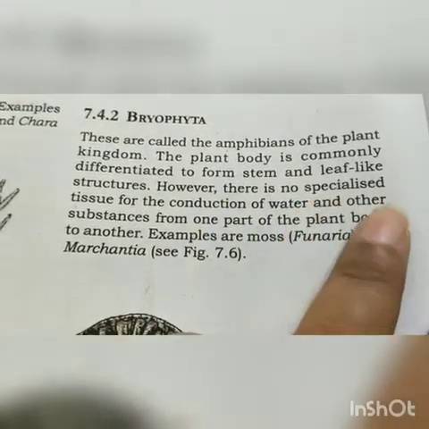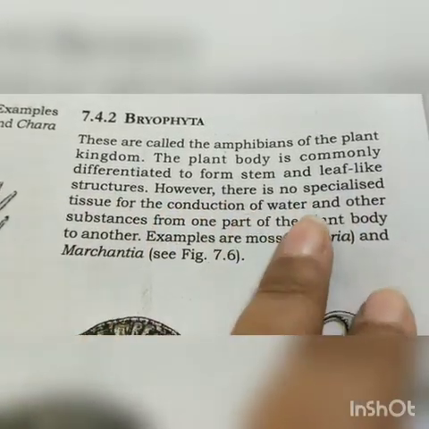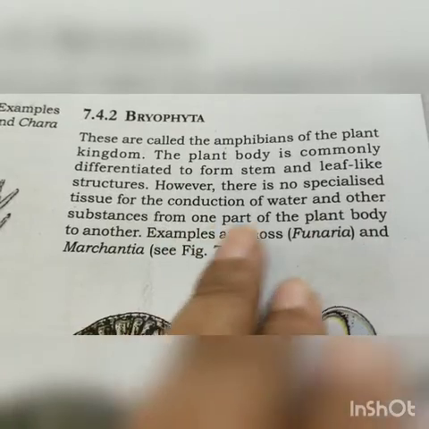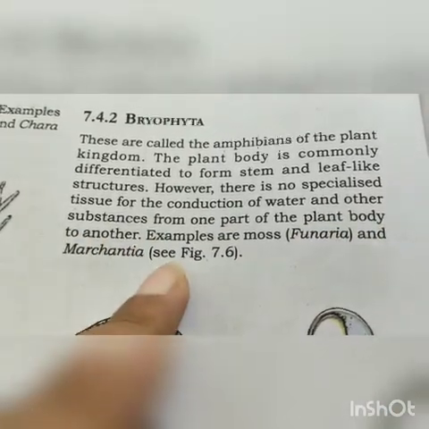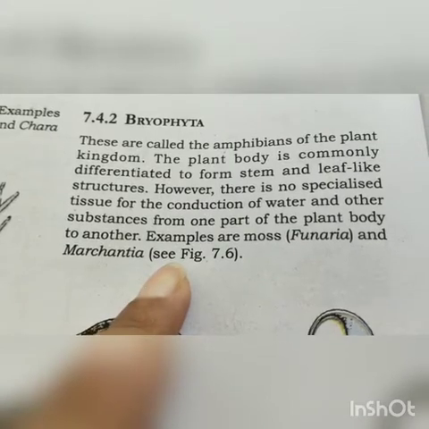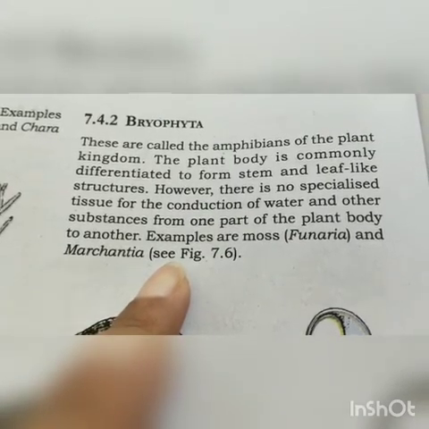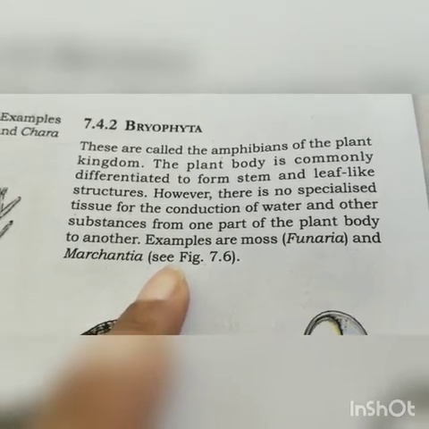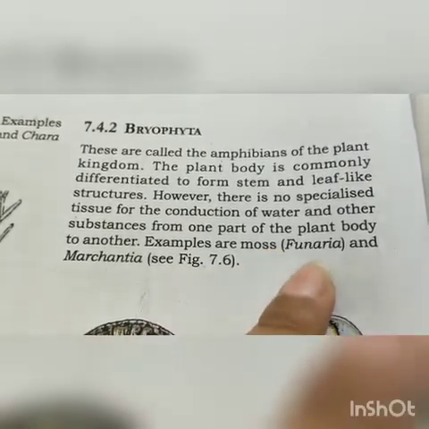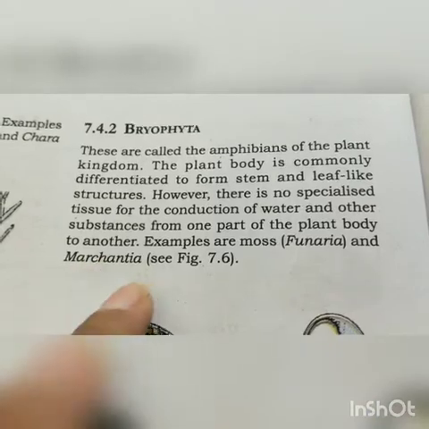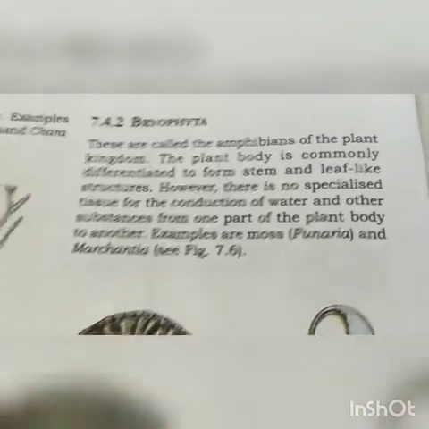However, there is no specialized tissue for the conduction of water and other substances from one part of the body of the plant to another part. They don't have any special tissue for conducting water and substances from one part of the body to another. Examples are moss, Funaria and Marchantia.